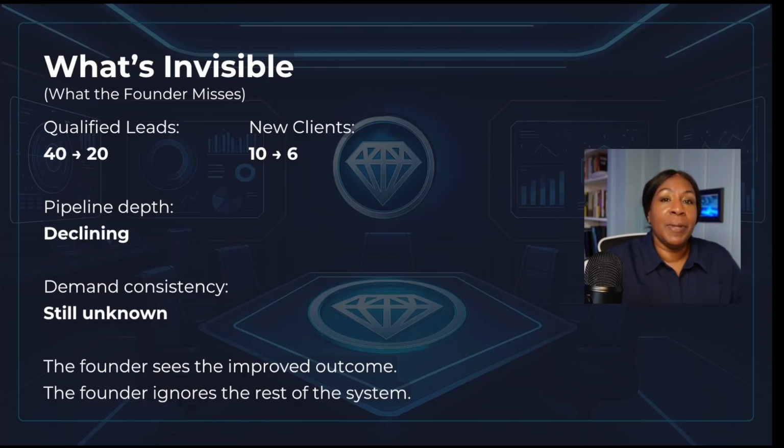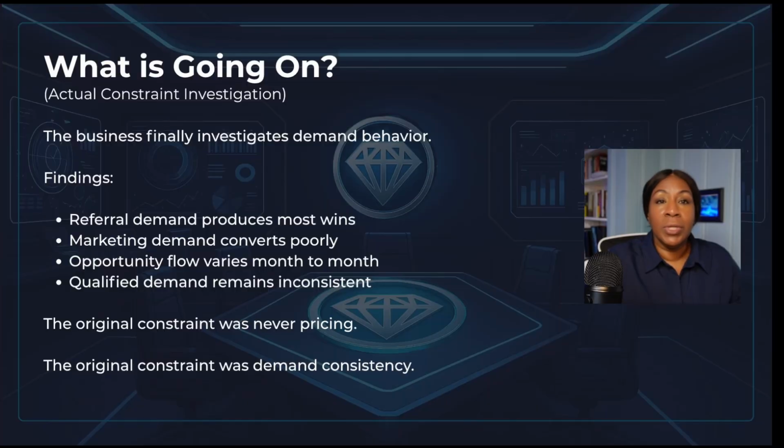But the pipeline is decreasing and the consistency is still unknown. So what we really want, what I want, what you want maybe, is the same number of new clients, less work required for those new clients, consistent, stable demand. Okay. So what's going on here?